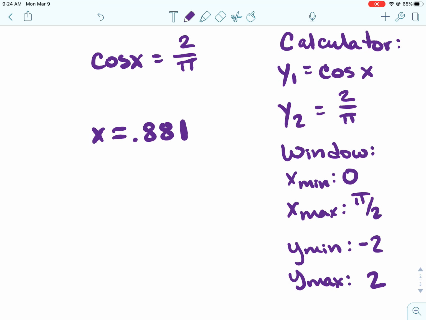All right, so x is approximately 0.88. All right, so do you guys have any questions about finding the average value and then finding when the function equals the average value? Okay. Okay, so your assignment is out of the book today.